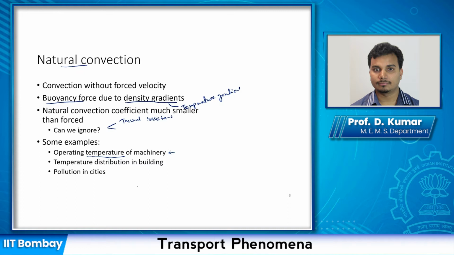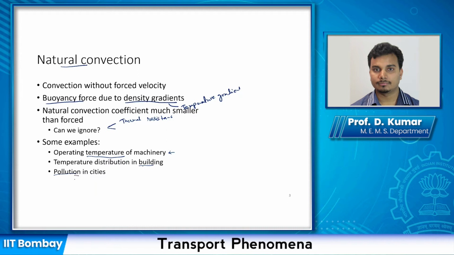Natural convection also determines temperature distribution in the building. Sometimes you do have ducts and all those things, but very often your walls, etc. Natural convection is important. Pollution in cities: the temperature gradient affects the air flow as well, and that can affect how long your pollutant particles remain suspended in the air, and that's what gives you this PM 2.5 level or PM 10 level and things like that.